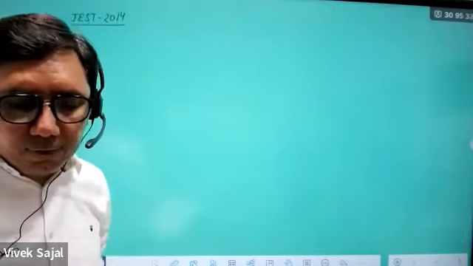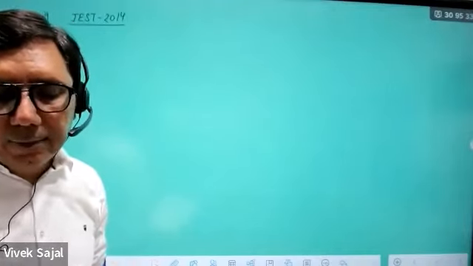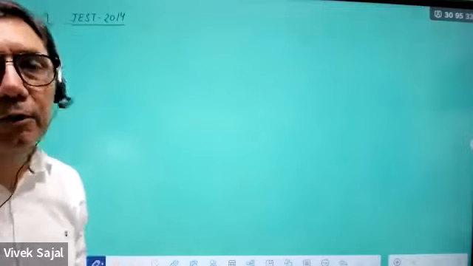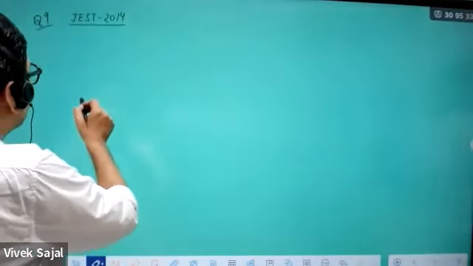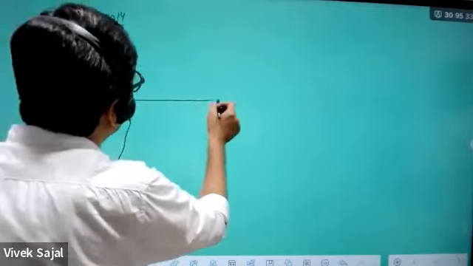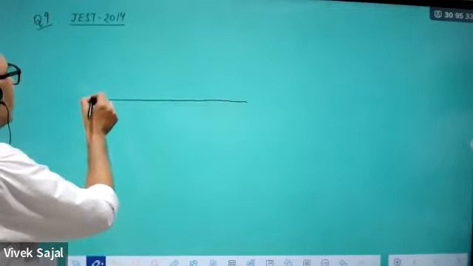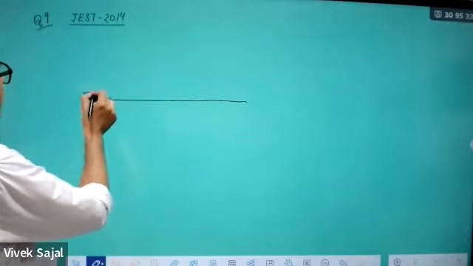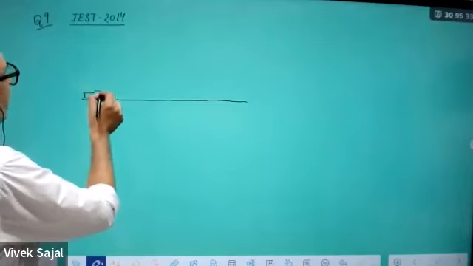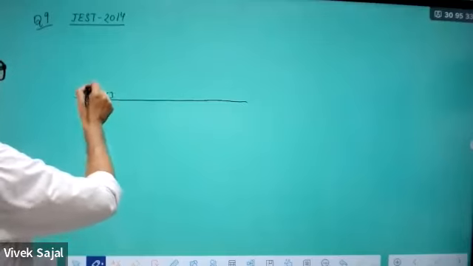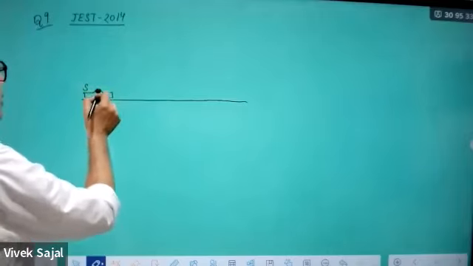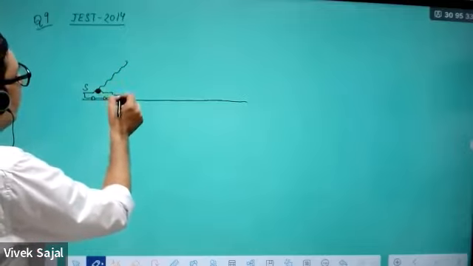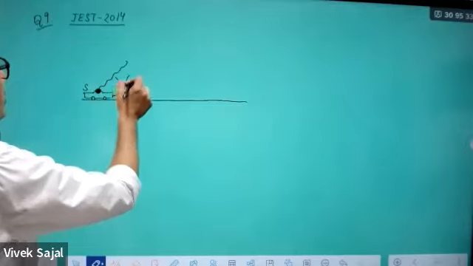A monochromatic wave propagates in a direction making an angle 60 degree with the x-axis in the reference frame of the source. So what they are saying, this is Earth. Here there is some light source. Some source is here. This is a source. And in this frame, in the frame of source, this angle is 60 degree.